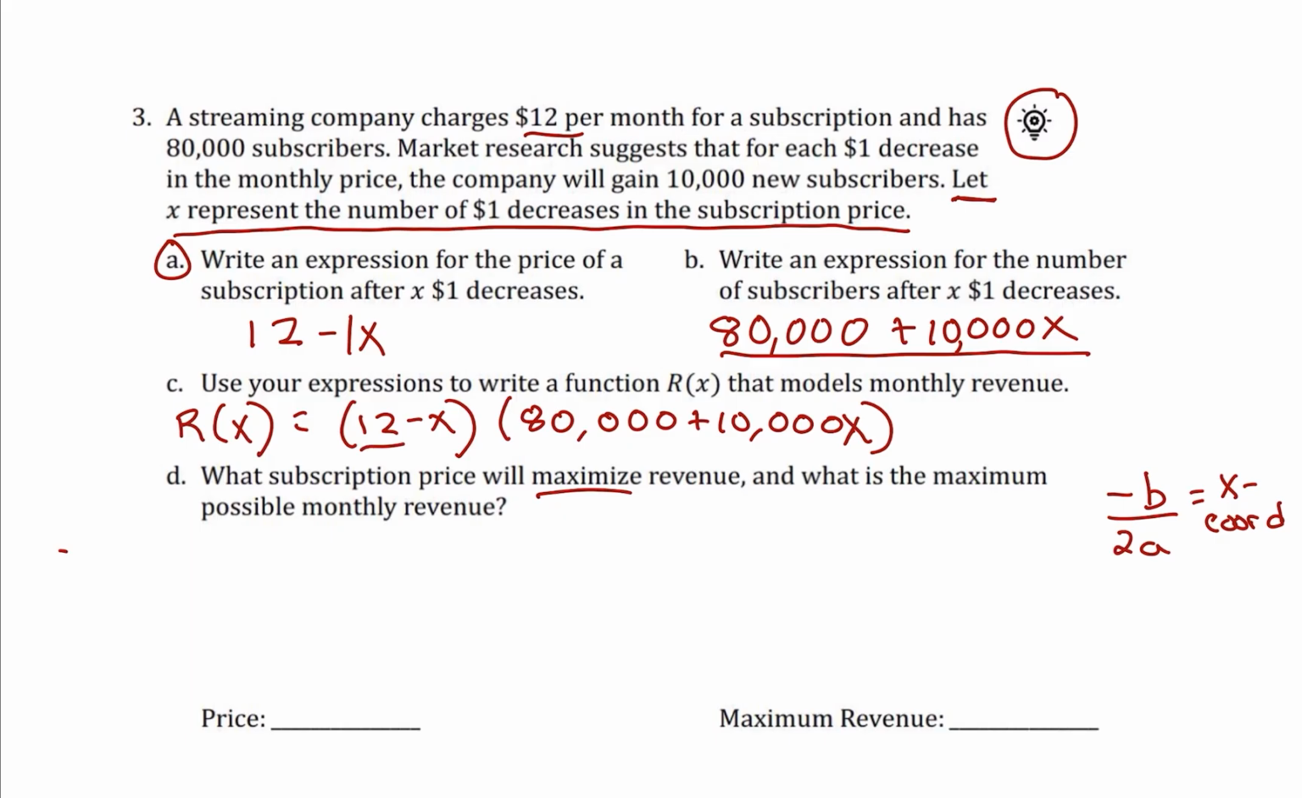So we have 12 times 80,000. So the way that I'm going to do that, just to show a little bit of mental math here, is 12 times 8 is going to be 96. And so we have a 96, and then we have 4 zeros. So it's going to be 960,000. And then we're going to have plus 120,000x, because I'm doing double distribution. And then we are going to have minus 80,000x.